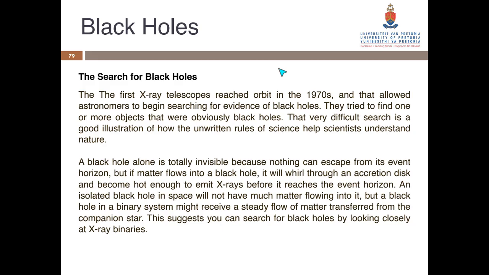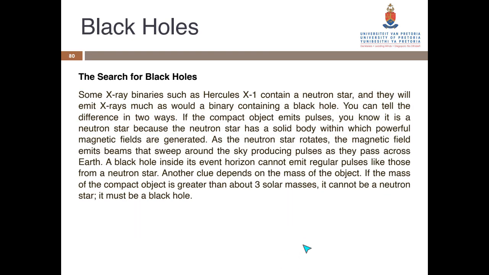A black hole alone is totally invisible because nothing can escape from its event horizon. But if matter flows into a black hole, it will whirl through an accretion disk and become hot enough to emit X-rays before it reaches the event horizon. An isolated black hole in space will not have much matter flowing into it, but a black hole in a binary system might receive a steady flow of matter transferred from the companion star. And this suggests you can search for black holes by looking closely at X-ray binaries.